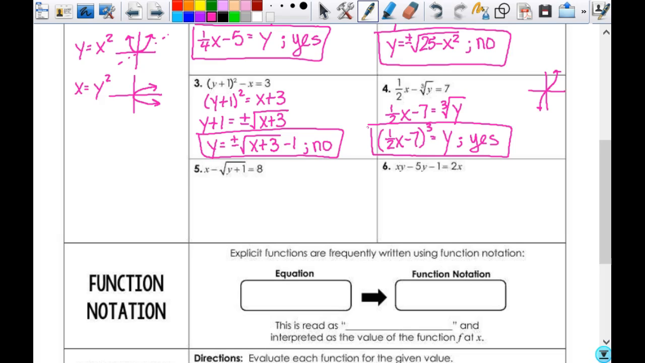So let's look at number 5. What about that one? When you look at that one right now, are you just like, yeah, I know what that graph kind of looks like? Probably not. It's okay too.